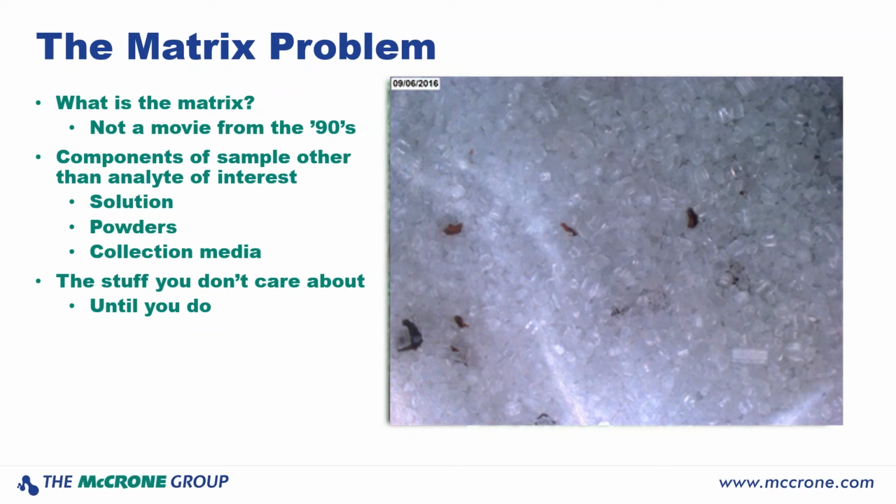But ultimately, you know what your matrix is. It's supposed to be there. The contaminant's what's not supposed to be there. So the matrix is the stuff you don't care about, except you really do care about it. And we're going to explain when and why.